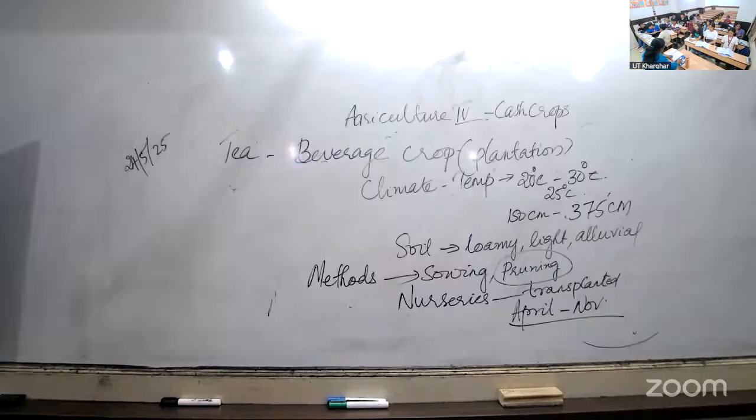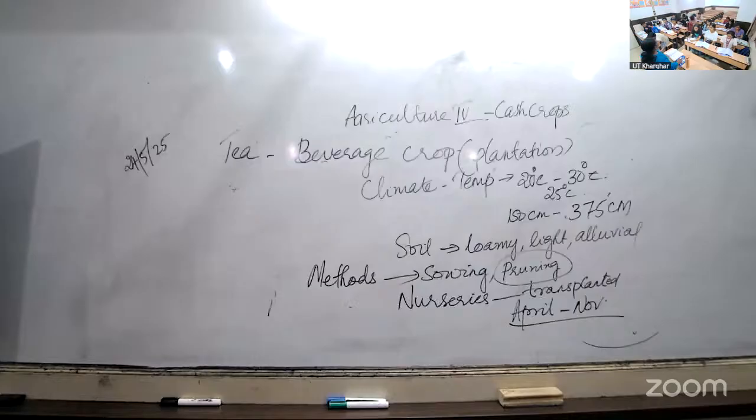Climatic conditions: 15 to 28 degrees Celsius temperature and rainfall of 150 to 200 centimeters, well distributed throughout the year. Okay. What are the types of soil? Loamy, alluvial soil, well drained.